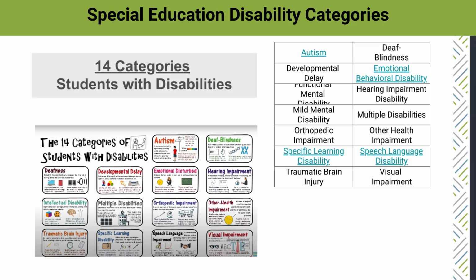For example, a student with a specific learning disability may show a difficulty in basic math skills or math calculation. A student with other health impairment might have limited strength, vitality, or alertness, such as ADHD. We have included links on the resource page for deeper dives into the categories of autism, emotional behavioral disability, and speech and language disability. Remember, the label simply unlocks the specialized services. Your focus is on the needs that each individual student has.